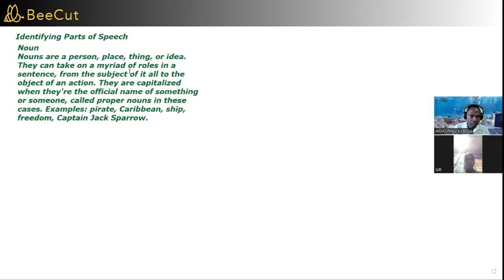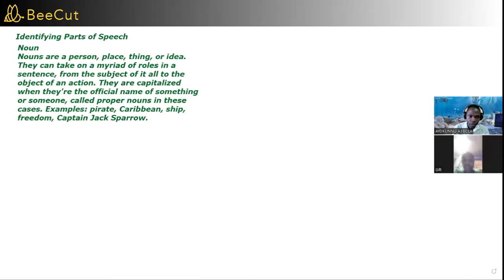So noun: a person, a place, thing, or an idea. You can take a myriad of roles in a sentence, from the subject of it to the object of an action. They are capitalized when they are the official name of something or someone, and these are called proper nouns in these cases. So examples of noun include pirate, Caribbean, ship, freedom, Jack, Captain Sparrow. So anything you use to name somebody, that is a noun.